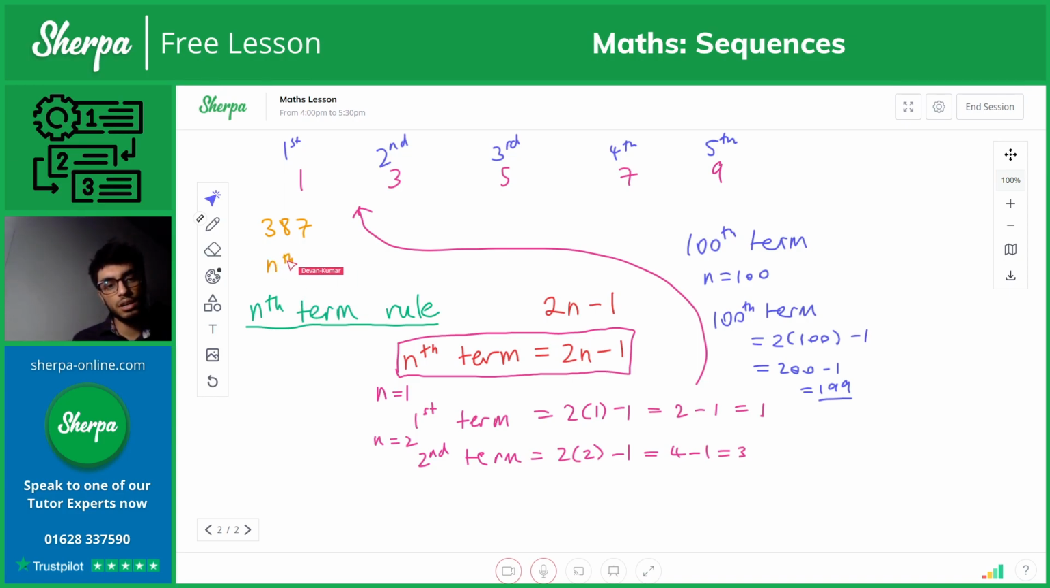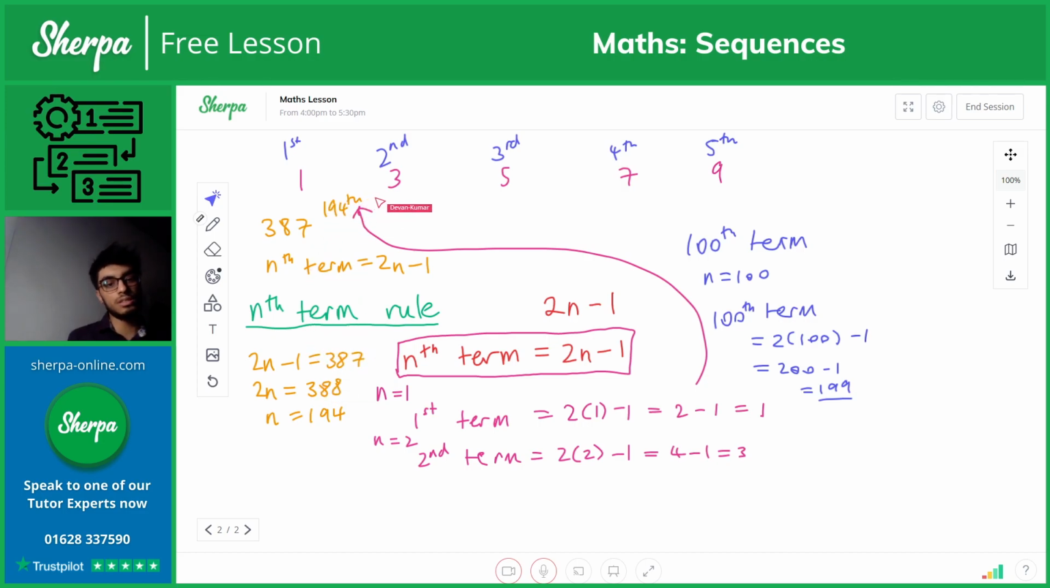We can say, well, the nth term equals 2n minus 1, right? Now, this nth term is 387. That's what we're trying to find out. So we can say to ourselves, 2n minus 1 equals 387. So then 2n equals 388. So then if we divide both sides by 2, we get n equals 194. What does that mean? Well, that means that it's the 194th term in the sequence.